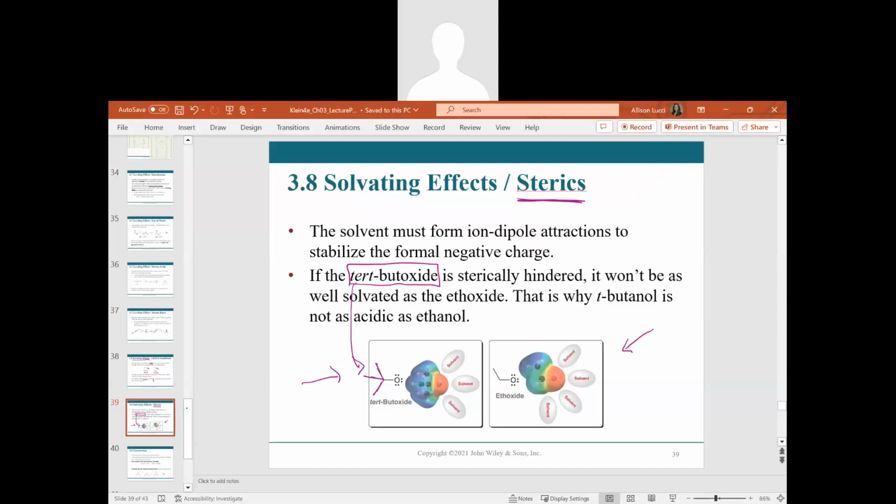So as an effect, tert-butanol would not be as acidic as ethanol, and that's because the tert-butoxide is not as solvated because of the steric hindrance of these other groups, but the ethoxide is able to be more well solvated, and therefore ethanol would be about 2 units higher in acidity, or 2 units lower rather, of pKa.